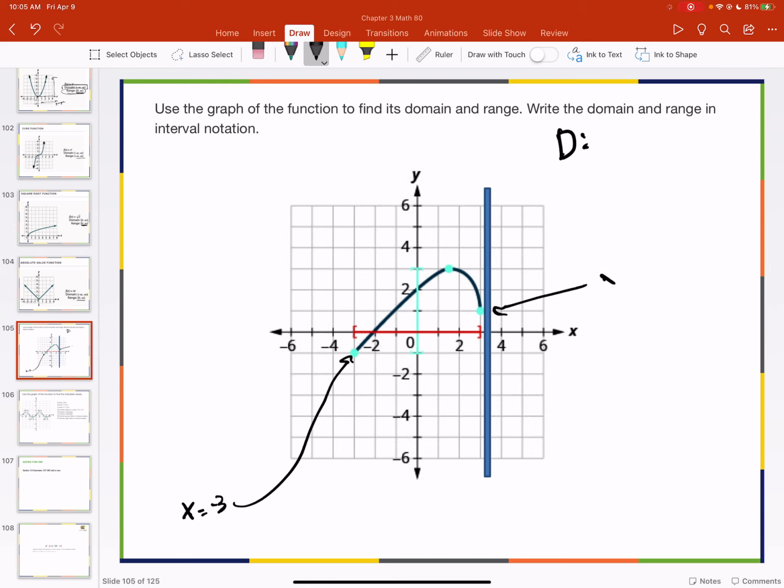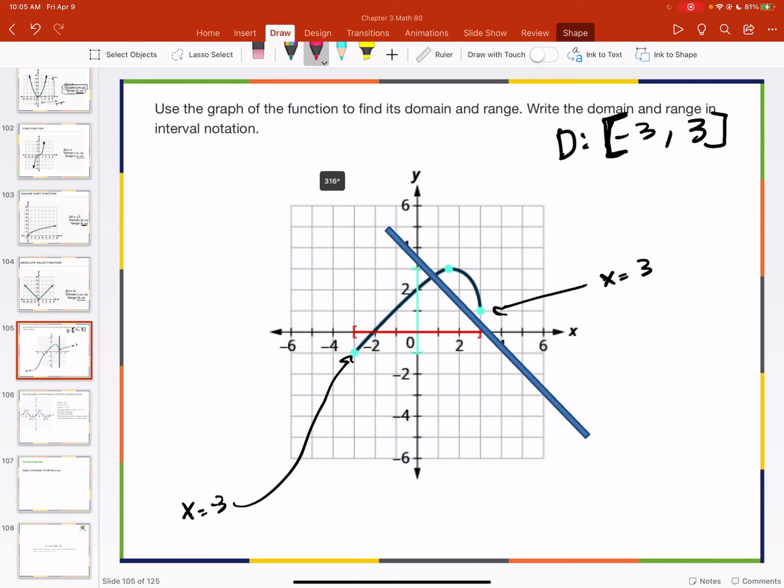So the domain is from -3, it includes -3, to +3, and that's the domain, okay? Now, if you want to do the range, I'm going to use a different color, I guess pink. Okay, fine.